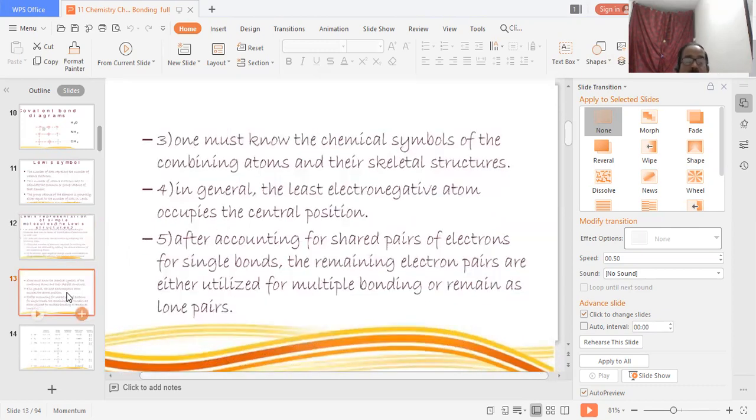Next point, one must know the chemical symbols of the combining atoms and their skeletal structure. Number four, in general, the least electronegative atom occupies the central position. Number five, after accounting for the shared pairs of electrons for single bonds, the remaining electron pairs are either utilized for multiple bonding or remain as lone pairs.